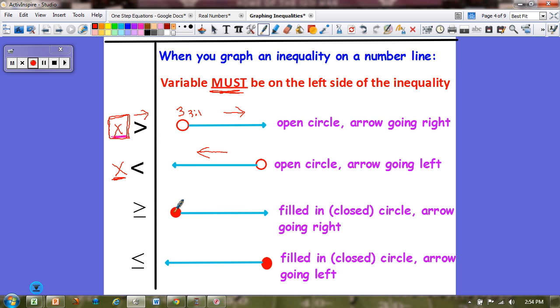Now with a filled circle, that does mean we're going to include that number in it. So it's greater than or equal to, so it's going to include it. In this case, if I had a 3 here, it's going to say greater than or equal to 3. So all the numbers, 3 included, would be greater. Now if it was less than or equal to, we have a filled in, closed circle, with an arrow going to the left. That shows it's including that number also, so everything less than it or equal to it.